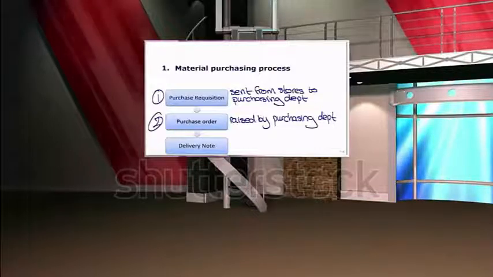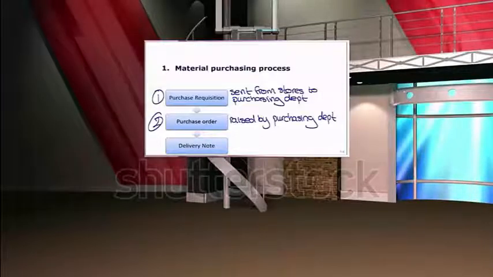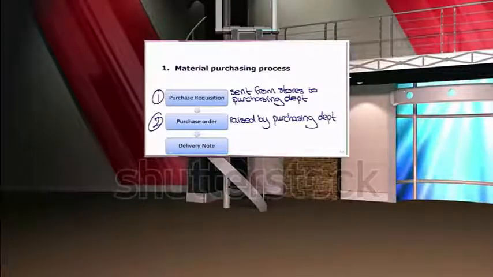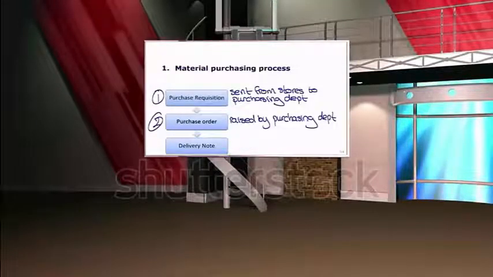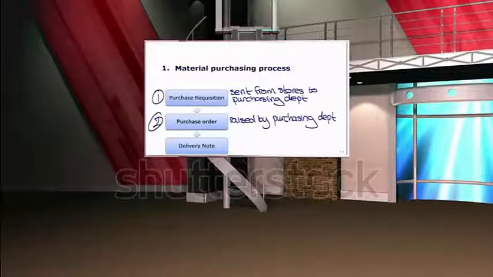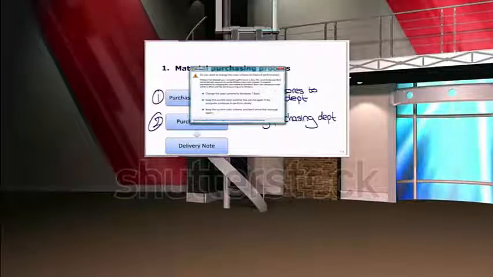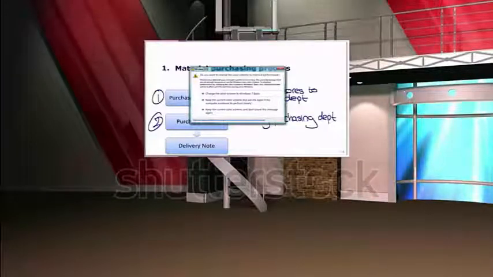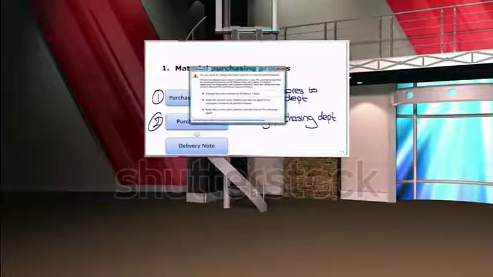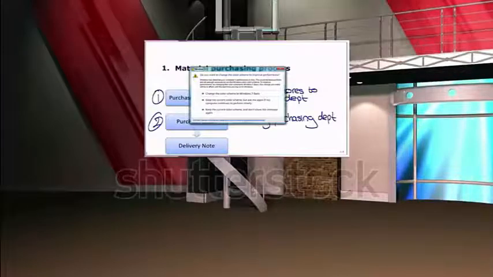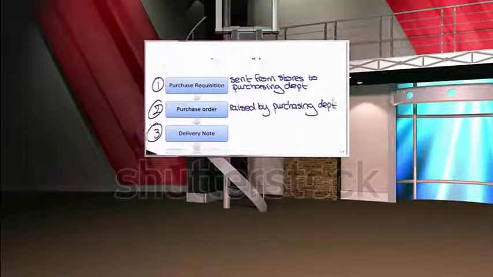At some point in the future then, presumably, we will receive the materials from our supplier. At the point which we receive the materials, we will get a delivery note. The delivery note is something that is provided to us from the supplier along with the goods. The delivery note should confirm the quantity and the material type that has been provided to us. So this is step three in our material purchasing process.